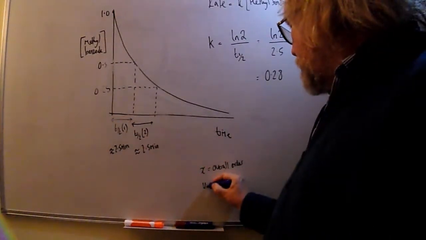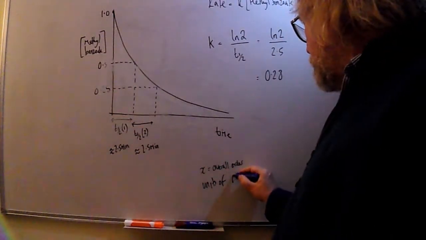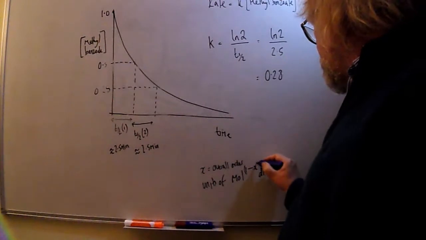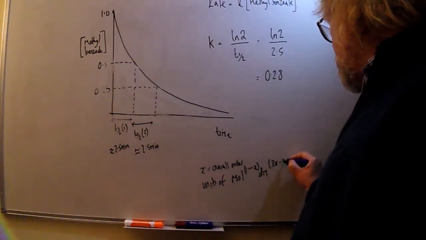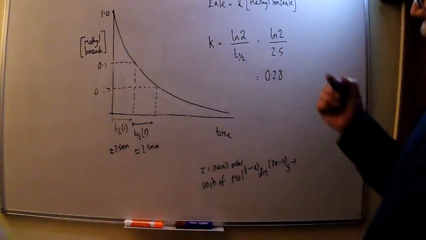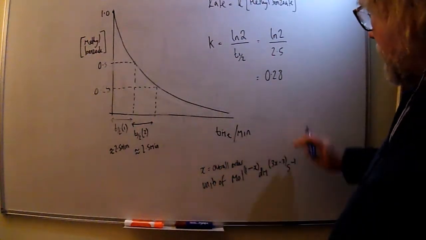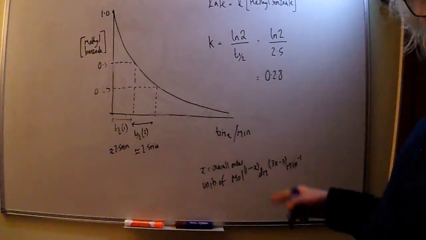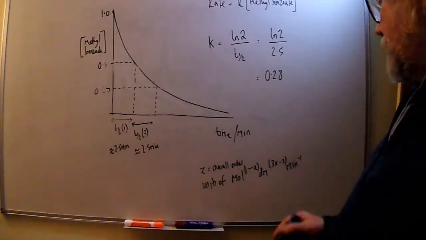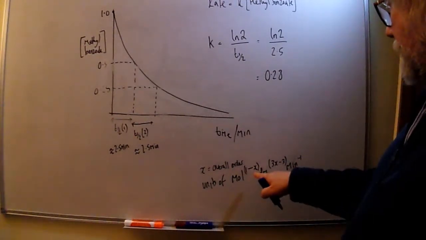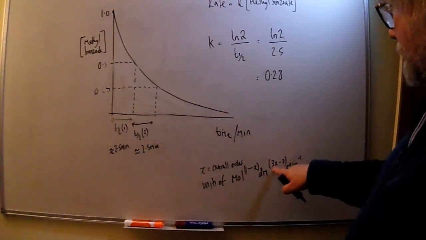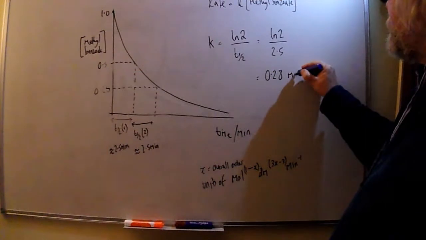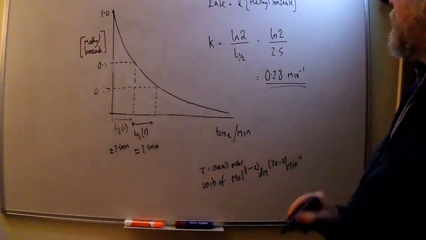So if X is the overall order, the units of K are moles to the 1 minus X, dm to the 3X minus 3, seconds to the minus 1, or in this case, because we're working in minutes, that will be minutes to the minus 1. You have to be careful about that. It's most commonly seconds, but it can be whatever time unit you've got. So here, minutes to the minus 1. So X is 1, so moles to the 0, dm to the 3 minus 3 is 0, so these terms vanish, and it's just minutes to the minus 1 is the unit, and that's the answer.